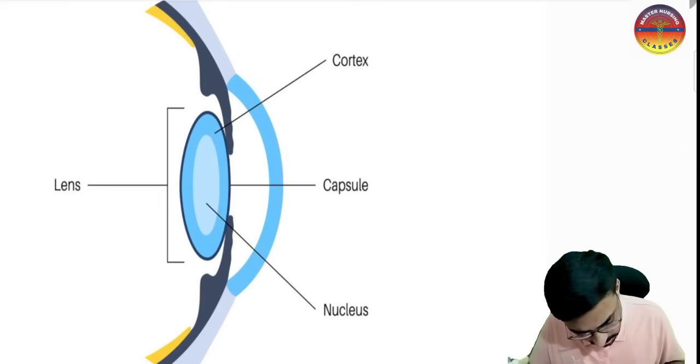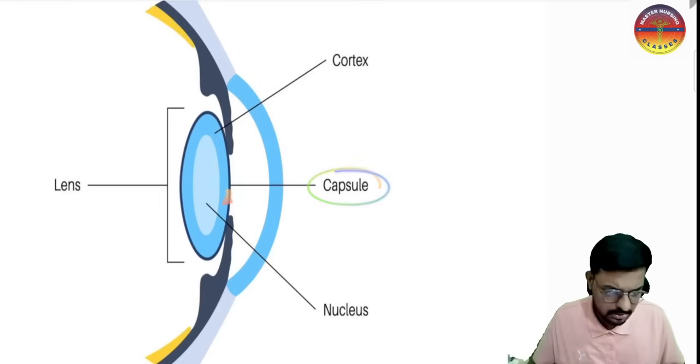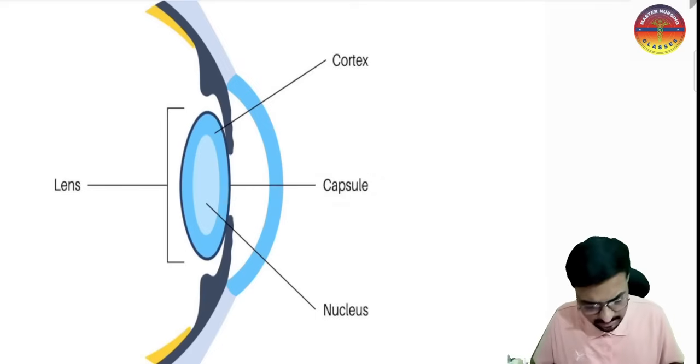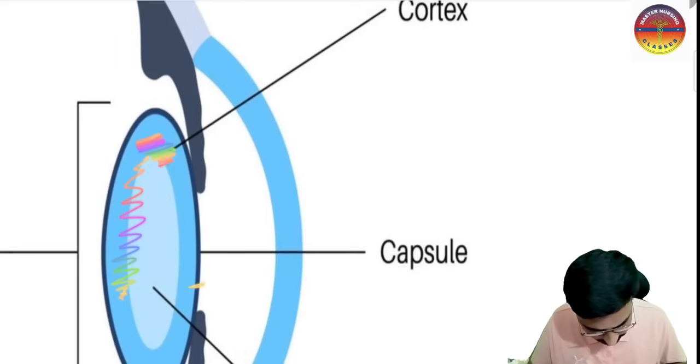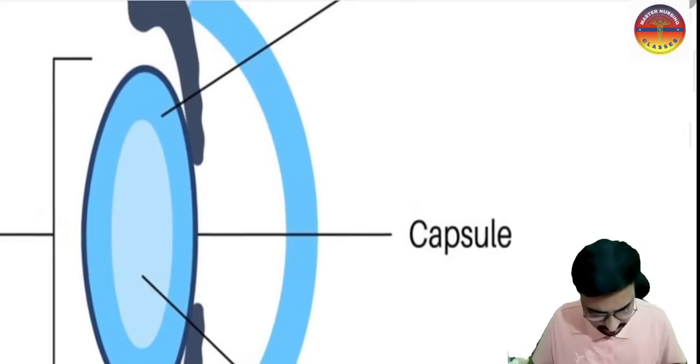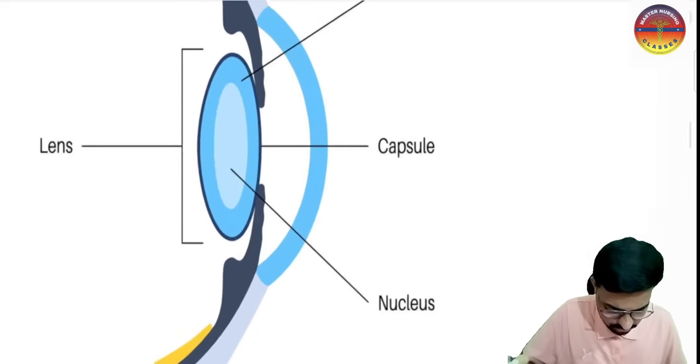Then we have the cortex, and if it is involved, that is the cortical cataract. What we have here is the cortical cataract, and the outermost layer is the subcapsular cataract. I will show the image properly, so it will be helpful.